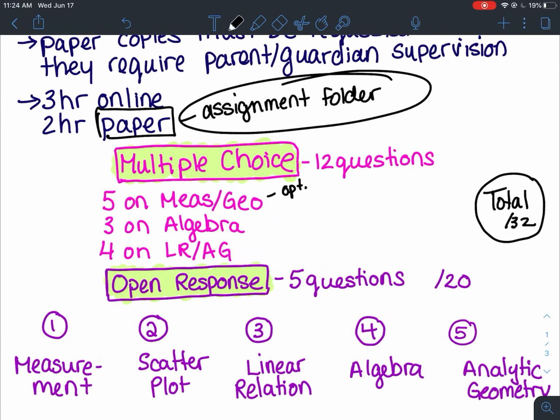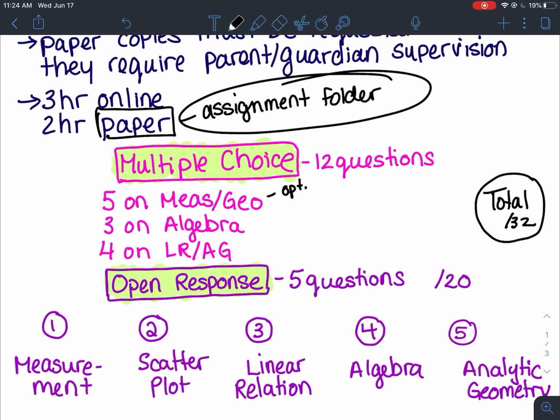If you're doing your exam online, just as I've been saying, make sure when you hit start quiz, you're ready to go because you only have 3 hours and it won't stop your time as soon as you hit start quiz. So make sure you're ready.